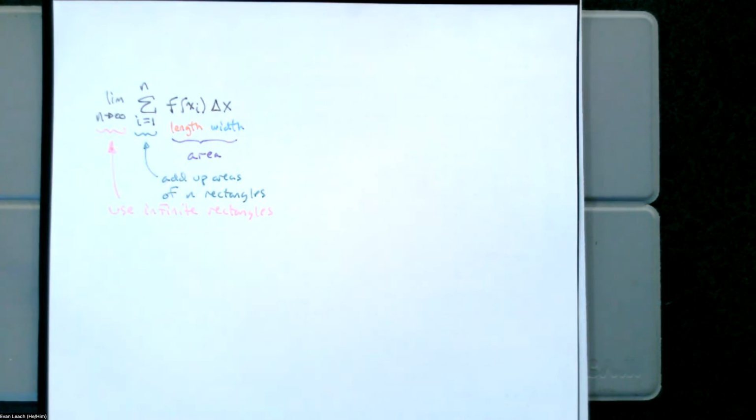When the number of rectangles goes to infinity, that's when that f at xi delta x becomes f at x dx. So we can think about those two parts going together. We don't really need the dx, but it's so convenient to just say it's like length times width. That's what I base this whole thing on.